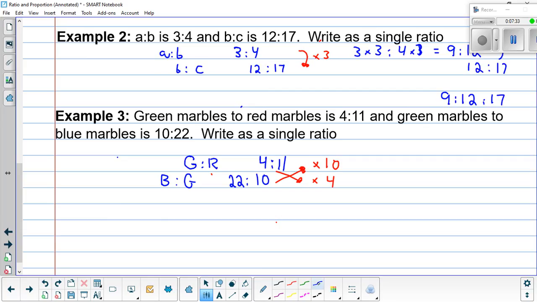But this always works. This method always works. So here it's just a longer process. Top, we're going to get 4 times by 10 to 11 times by 10, which is going to result in 40 to 110. Right? And then the bottom one, we're going to get 22 times by 4 to 10 times by 4, which is going to give us 88 to 40.